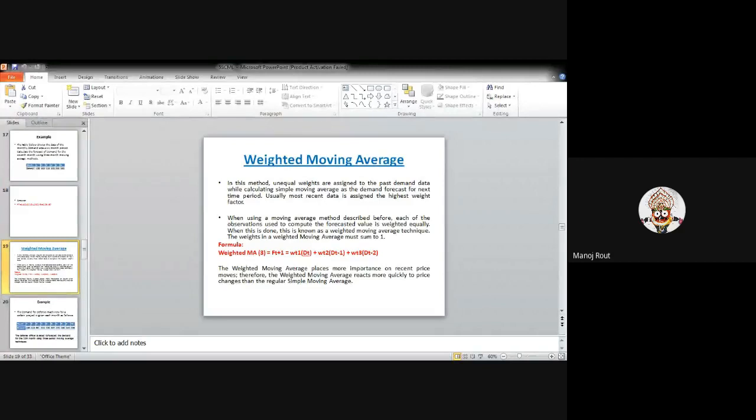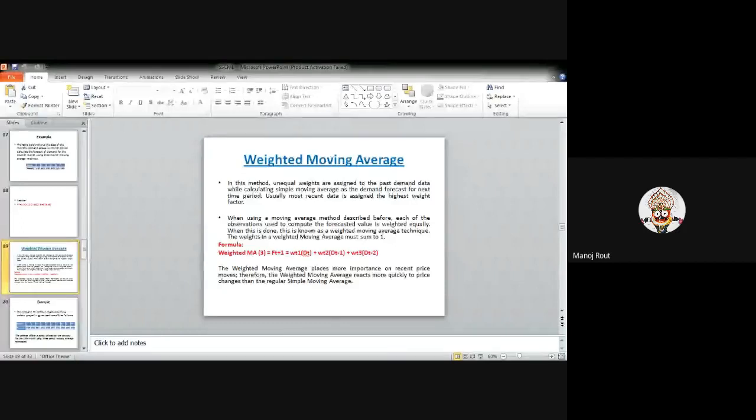Okay, so in the weighted moving average method, unequal weights are assigned to the past demand data while calculating the simple moving average as the demand forecast for the next time period. Usually the most recent data is assigned the highest weighting factor. The weighting factors are always provided in your numericals.